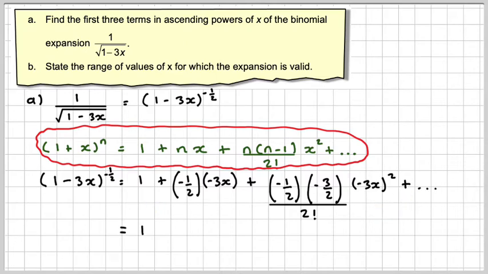Okay, so this is going to be 1. This will be positive, so it'll just be 3 over 2 x. This term will also be positive, because a negative times a negative is positive, and then times a negative again, which has been squared, will be positive. So we don't have to worry about the sign, it's going to be positive. And then we just have to work out a half times 3 over 2 divided by 2 factorial, which will be 3 over 8, and then times 3 squared, which is 9, so it will be plus 27 over 8 x squared, etc.